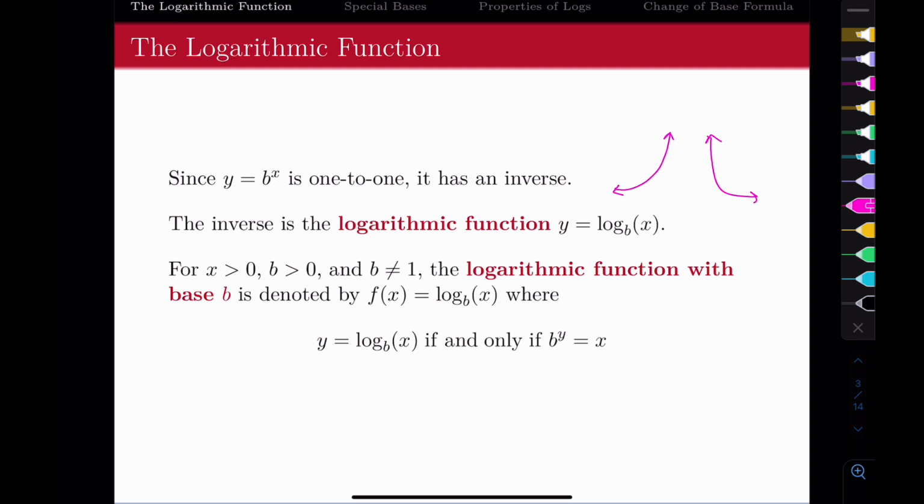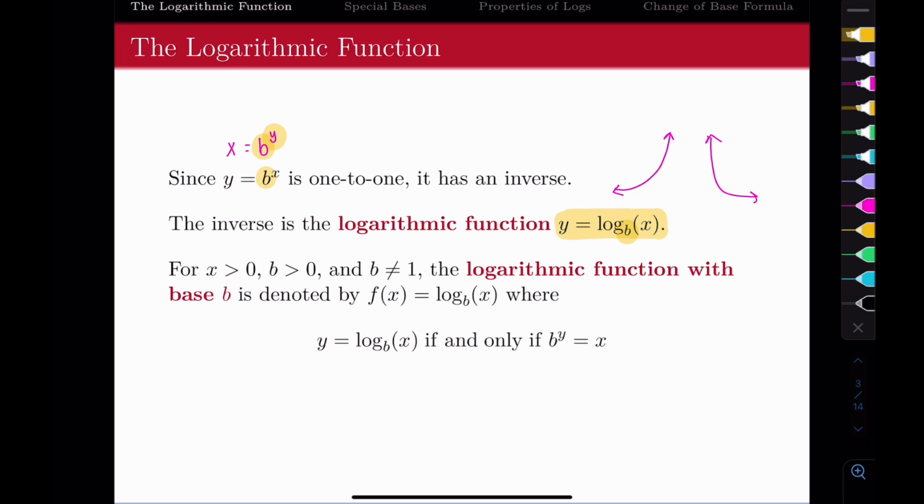The problem is if I try to go through switching my roles of x and y, I have to solve where does x equal b to the y. And I have no way to know how to solve for this exponent spot here. So that's where we define this logarithmic function. The inverse of the exponential is the log function, which is denoted by y equals log base b of x. So this base b here is the exact same base as on that exponential function, okay?